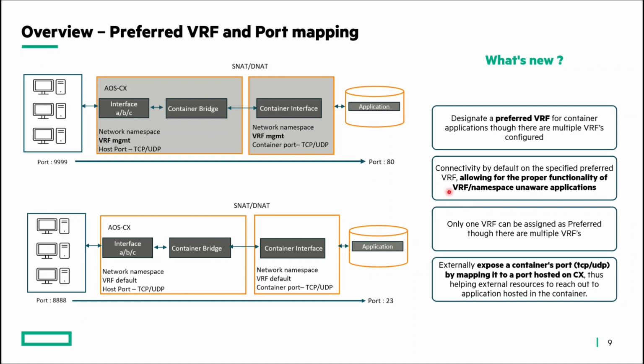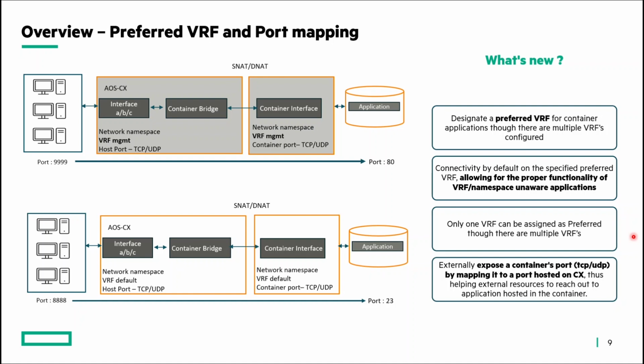Apart from this, we also additionally allow mapping a switch host port to the container port so that requests received by the switch on that port will be redirected to the container. External port mapping on CX enables external resources to access container-hosted applications efficiently.